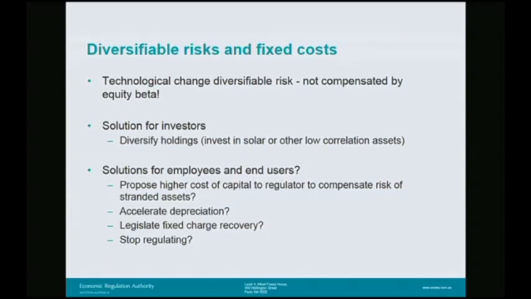Well, myself, I'd argue that's a technological change. That's a diversifiable risk. It's not compensated by equity beta. And so what's the solution then? Well, for investors, as we mentioned, according to modern portfolio theory, diversify holdings, invest in solar or other low correlation assets. For employees and end users, well, I'm not proposing any solution here. This is more things that have just been thrown around.